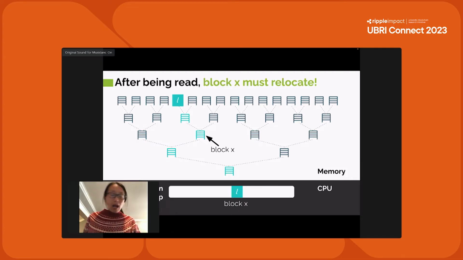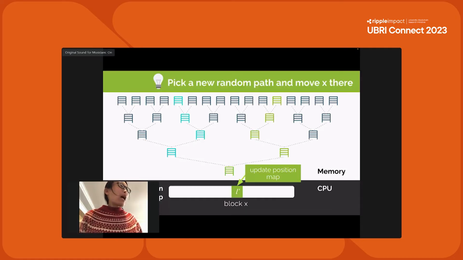Okay, so now it comes back to the key insight I have mentioned, right? Now I have read block X. The most important thing is I have to relocate it immediately, because otherwise, if I read it again, I'll end up looking at the same path, which leaks information. Okay, so how do I relocate the block? The most natural idea is I will pick a new path and assign it to the block, and I can pick the new path at random. So suppose I happen to pick the green path, and I want to relocate this block to the green path.